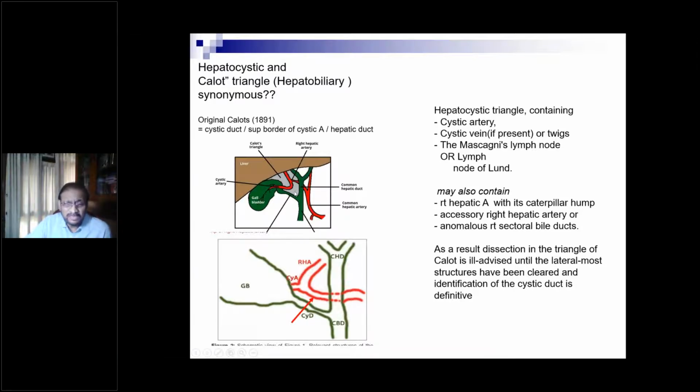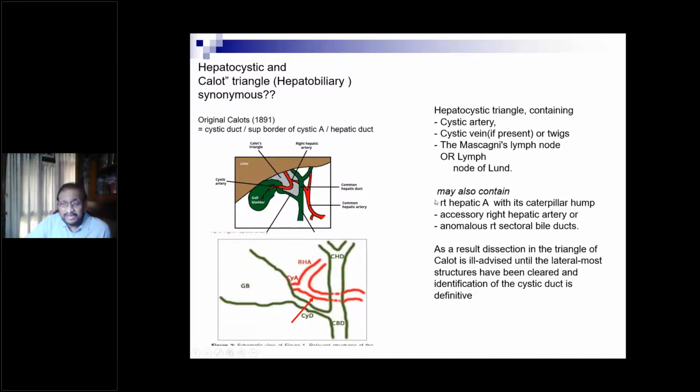But the new Calot's triangle has shifted the boundary to the lower surface or the lower margin of the liver. You've got the medial surface of the gallbladder, the cystic duct, and you've got the common hepatic duct and the right hepatic duct. This is basically the new Calot's triangle. Based on this definition, the contents, we all know: cystic artery, cystic vein. Then you've got the lymph node of Lund, also known as Mascagni's. This is basically the lymph node.